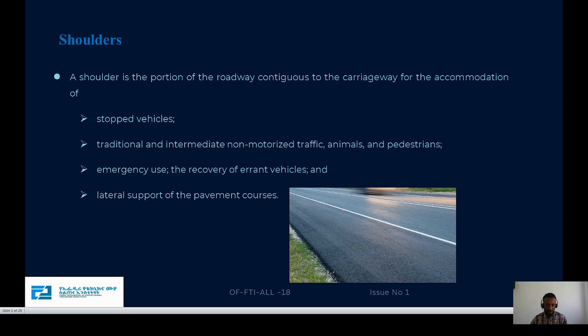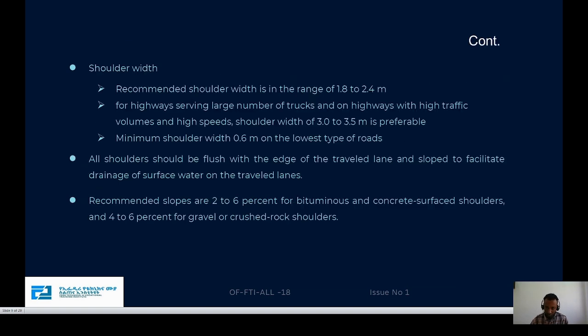Traditional and intermediate non-motorized traffic, animals, and pedestrians also use the shoulders. Emergency uses also take place on shoulders, and also a very important part of the shoulder is lateral support to the pavement course. If there is no shoulder, the carriageway is directly in contact with the drainage part, so the performance of the carriageway is decreased. So this is lateral support for the carriageway.